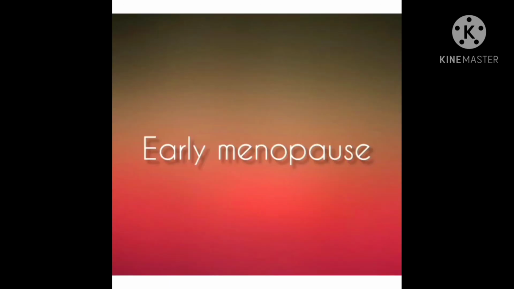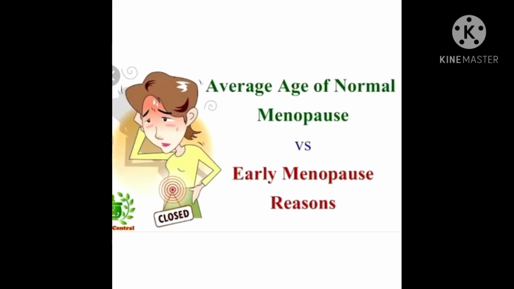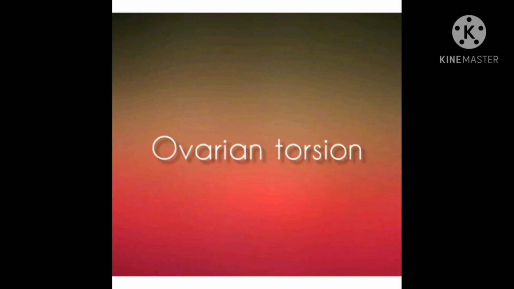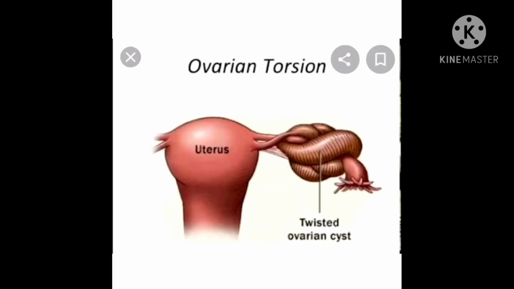Primary ovarian insufficiency, or we can say early menopause. In early menopause, the ovaries don't produce normal amounts of the hormone estrogen or release eggs regularly. Infertility is common. Ovarian torsion. It is a condition that occurs when an ovary twists around the ligaments that hold it in place. It can cut off the blood flow to the ovary.